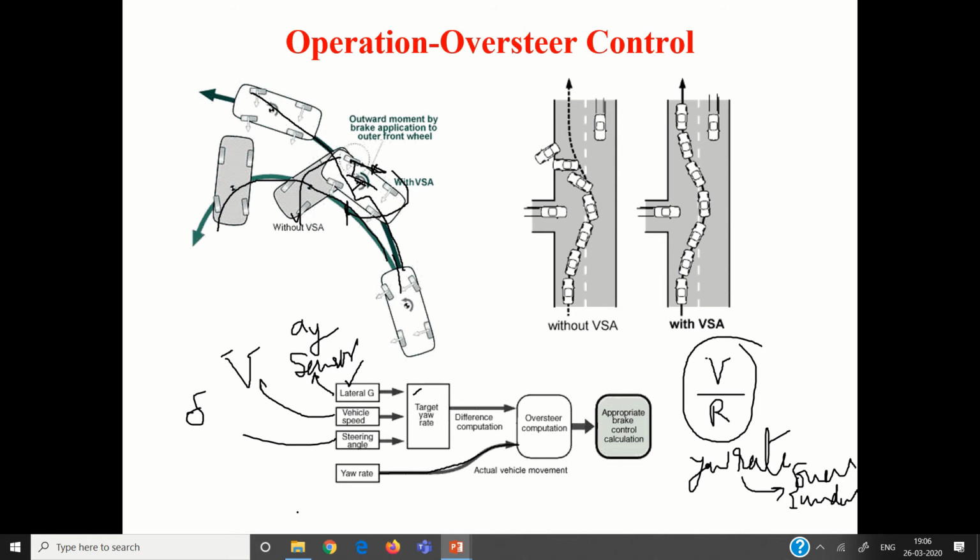Is that okay? But continuously the sensors will be measuring the position. Continuously yaw rate will be calculated. And the system will be in a dynamic state. Continuously it will be measuring and making the corrections.